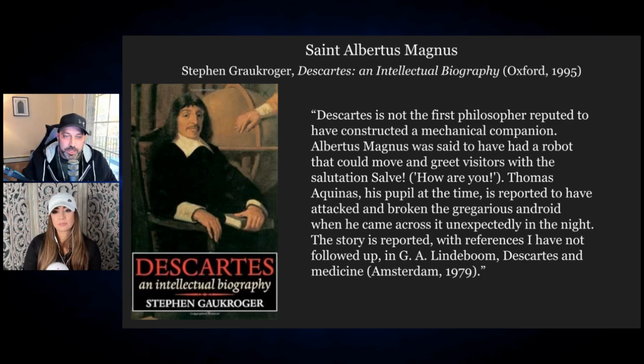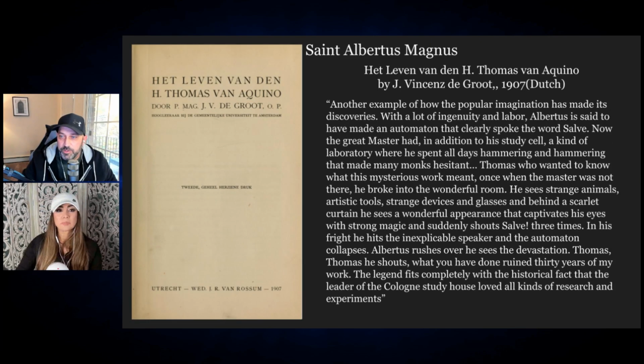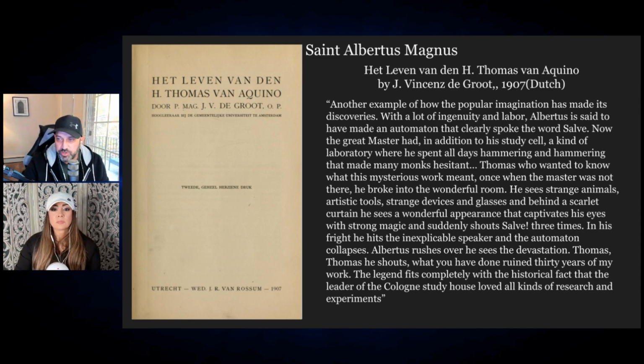Then in the book, moving on. Then in this book, Het Leven van den H. Thomas van Aquino by J. Vincenz de Groot. I even found that interesting. Yeah, this is from 1907. Another example of how popular imagination has made its discoveries with a lot of ingenuity and labor. Albertus is said to have made an automaton that clearly spoke the word "salve." Now, the great master had, in addition to his study cell, a kind of laboratory where he spent all days hammering and hammering that made many monks hesitant. And first off, I translated this from, I think it was Dutch, into English, so it may sound a little off, but it's because of the translation too.